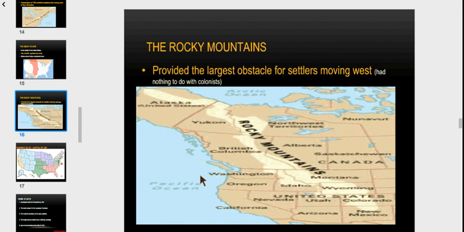The Rocky Mountains. These provided the largest obstacle for settlers moving west. There's a difference between the word settlers and colonists. Colonists were primarily out in the east, and settlers really are the ones that move into the Great Plains region, which is all in here, and then finally west over the Rocky Mountains. This has nothing to do with the colonists. It's a great note that I took right there.